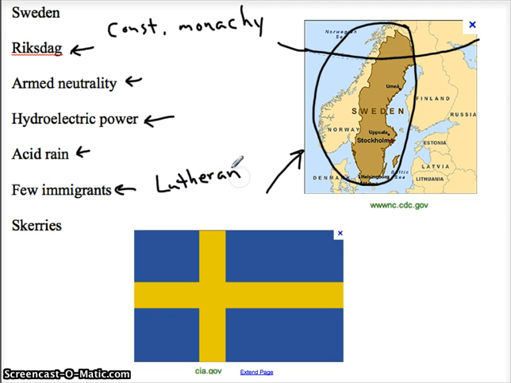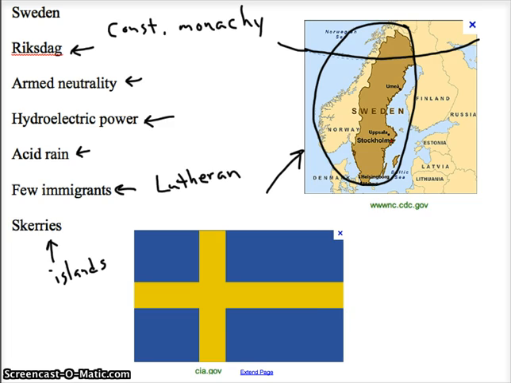That's the Lutheran Church. Now, one thing about Sweden that I want to mention is the skerries. The skerries did not come from a Halloween movie, but they are small Swedish islands that are popular vacation getaways. They're little islands that are along the southern portion of Sweden that many Swedish people go to for their vacation.